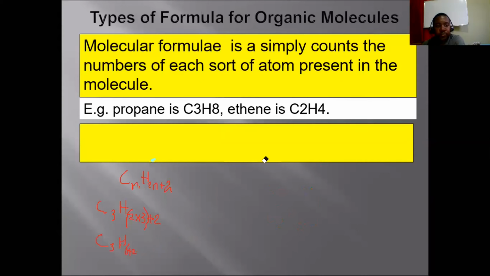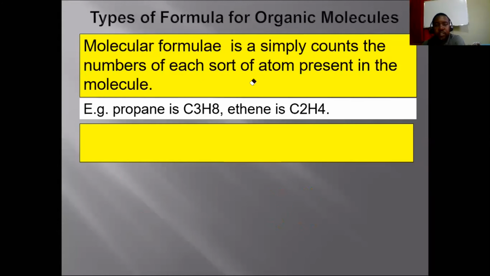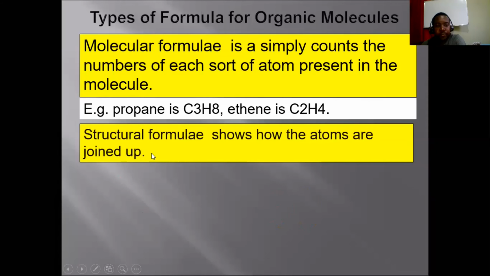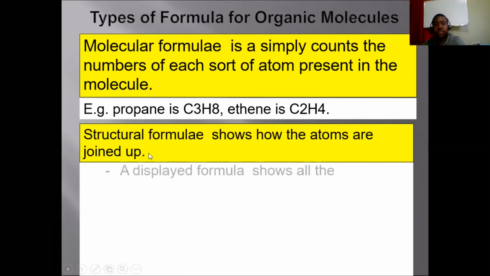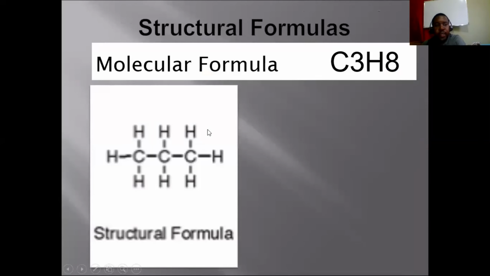Once you remember the general formula of the homologous series or functional group, then we just substitute the numbers based on that. So that's how to name our compounds. But in terms of the structure of these compounds, we have our molecular formula C3H8 that we just did.